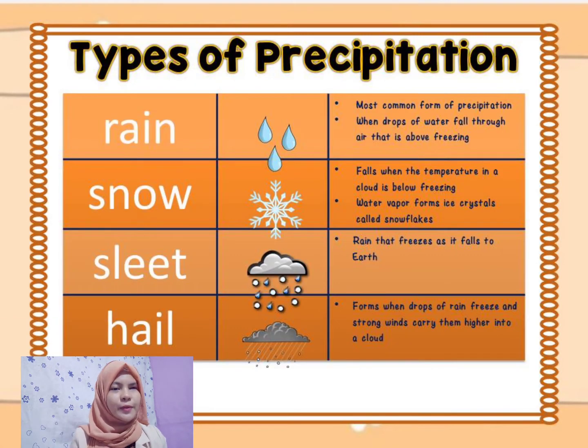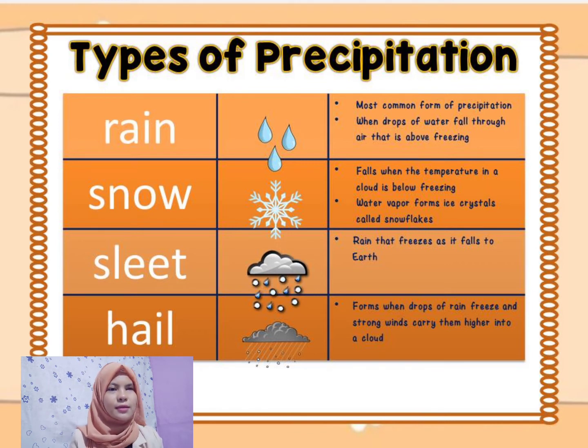Let's look at these types of precipitation. The first one is rain. This is the most common form of precipitation, when drops of water fall through air that is above freezing. The next one is snow. It falls when the temperature in a cloud is below freezing. Water vapor forms ice crystals called snowflakes.